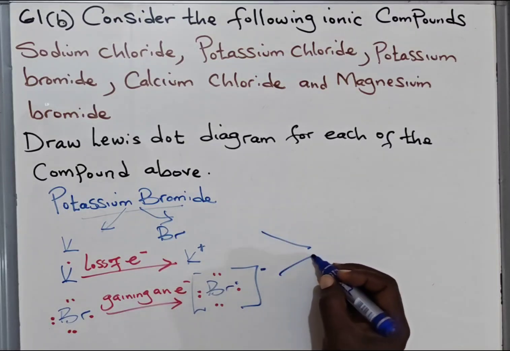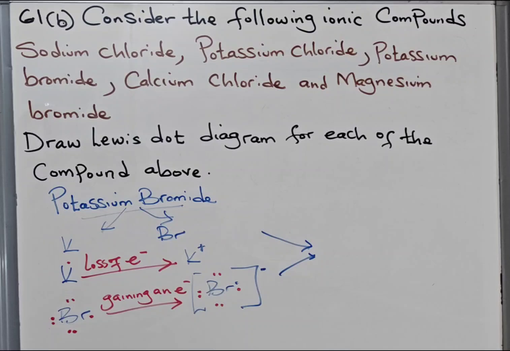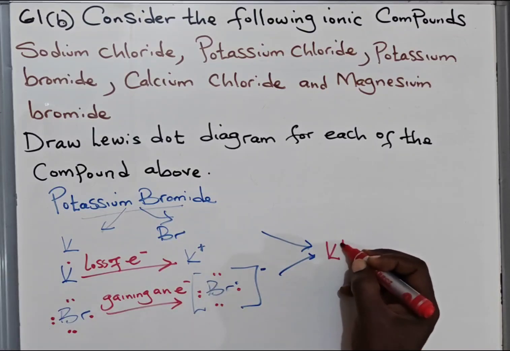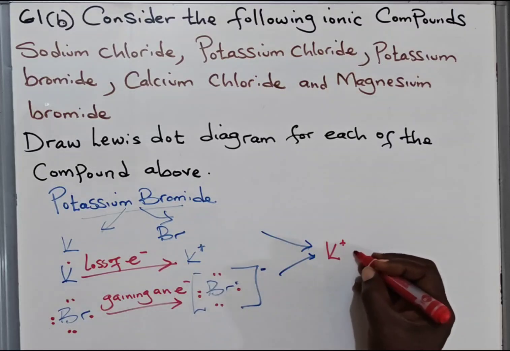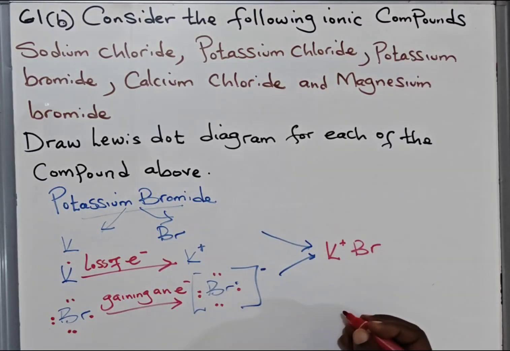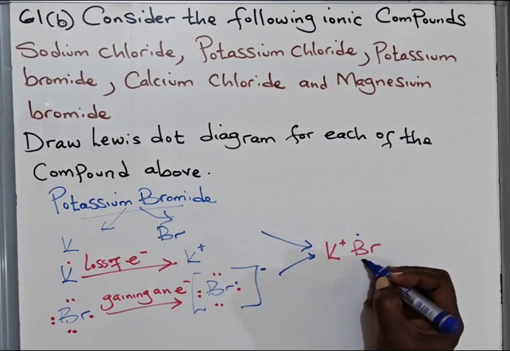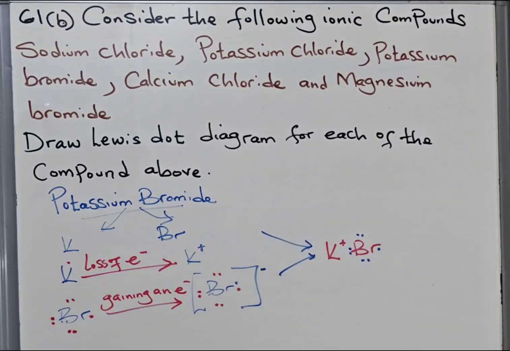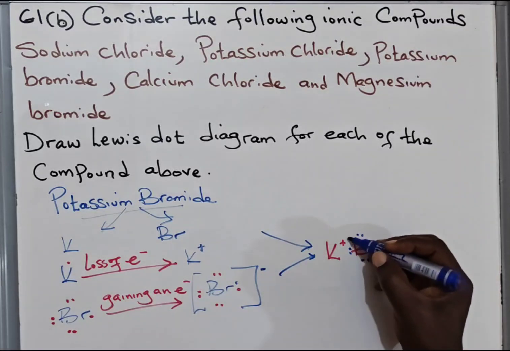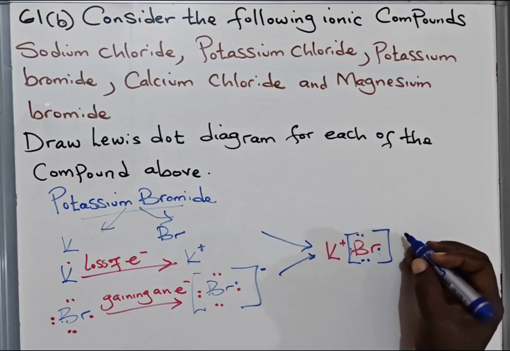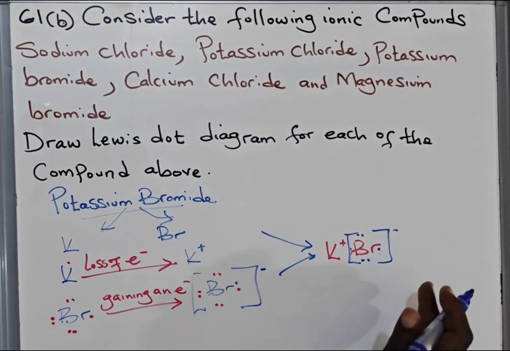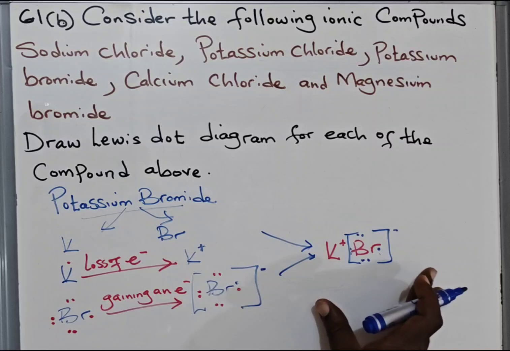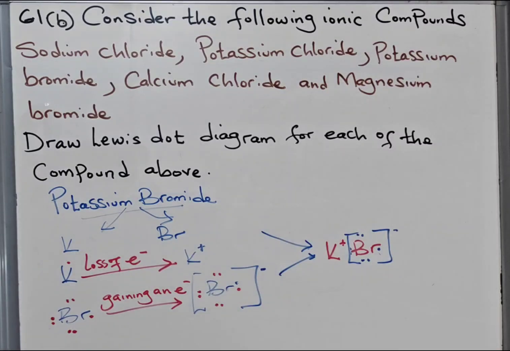So when these two combine, they will form this, which is going to be K plus for potassium. Then our bromine coming with its electrons, which is 1, 2, 3, 4, 5, 6, 7, and the one it gained, which is number 8. And we are supposed to put a bracket here, and the negative charge comes outside. So what you see here is the Lewis dot diagram for potassium bromide.